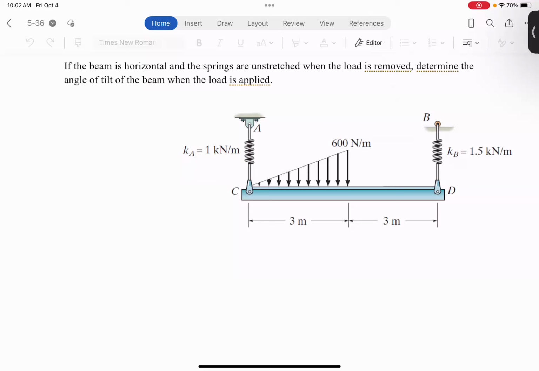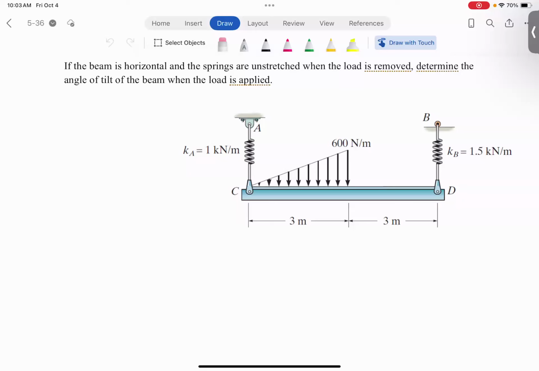You have two springs holding this beam, which is initially horizontal when the load is not applied, this triangular type of loading. And the springs, you see, they have two different stiffnesses, right? The one to the left is 1,000 newton per meter, and the other one is 1.5, which is like 1,500 newtons per meter.